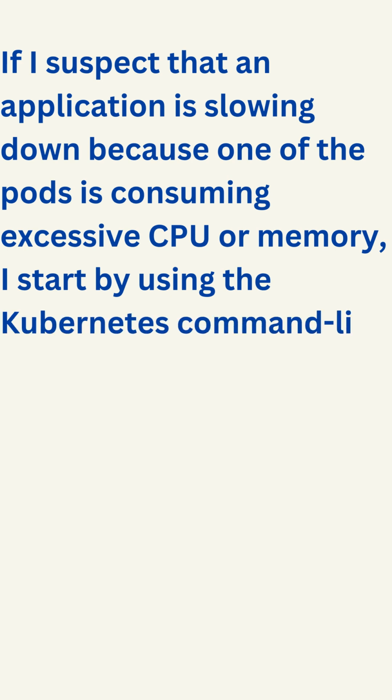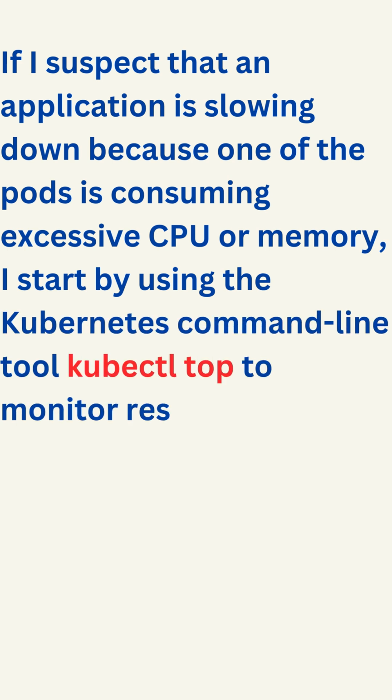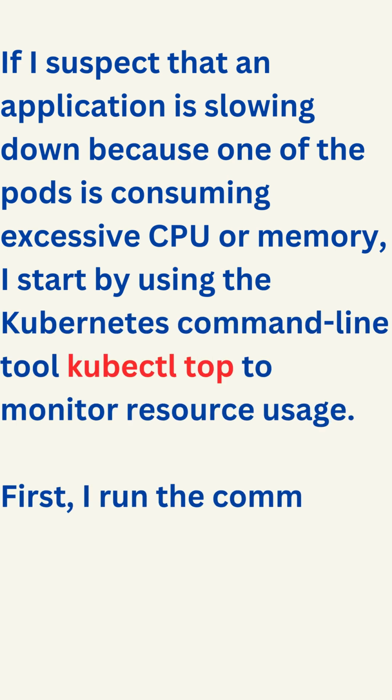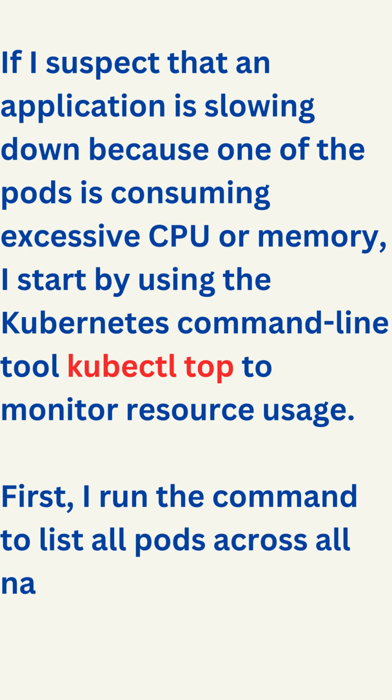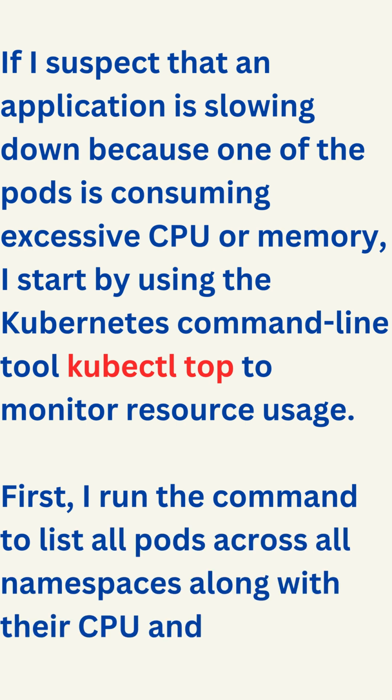If I suspect that an application is slowing down because one of the pods is consuming excessive CPU or memory, I start by using the Kubernetes command line tool kubectl top to monitor resource usage. First, I run the command to list all pods across all namespaces along with their CPU and memory usage. This helps me quickly identify which pod is using the most resources.